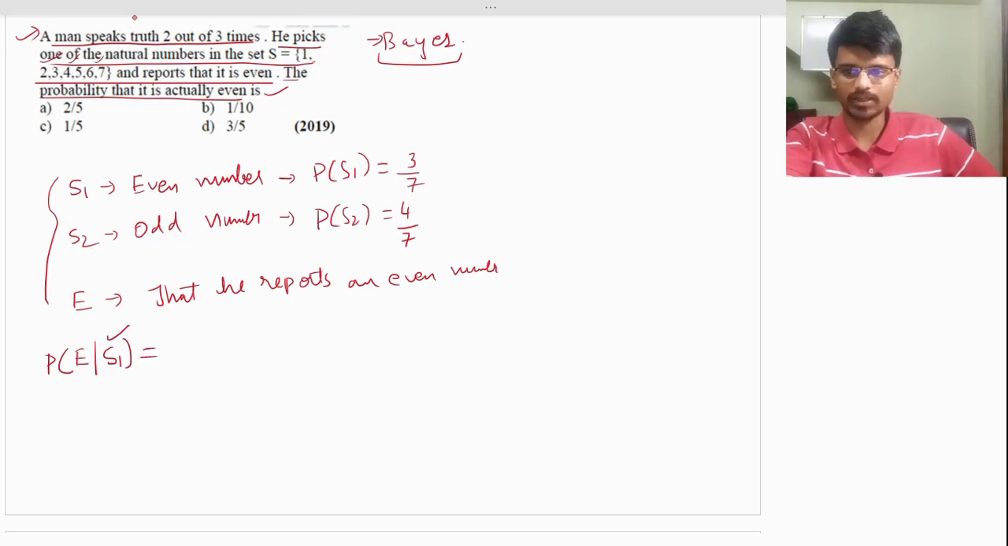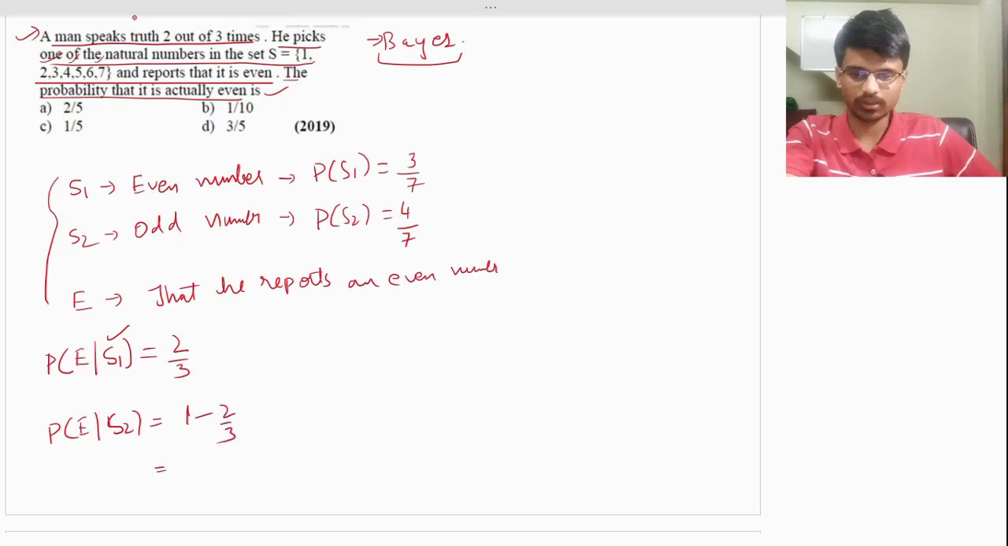Okay. So what is that probability? This is nothing but he's speaking truth. Probability that he reports an even number, given that an even number has appeared. So this is nothing but the probability that he speaks truth, and the probability that he reports an even number when an even number has not appeared, that is S2. That is nothing but 1 minus 2 by 3, which is nothing but 1 by 3, right? Okay. So what are they asking us? Probability that it is actually even.